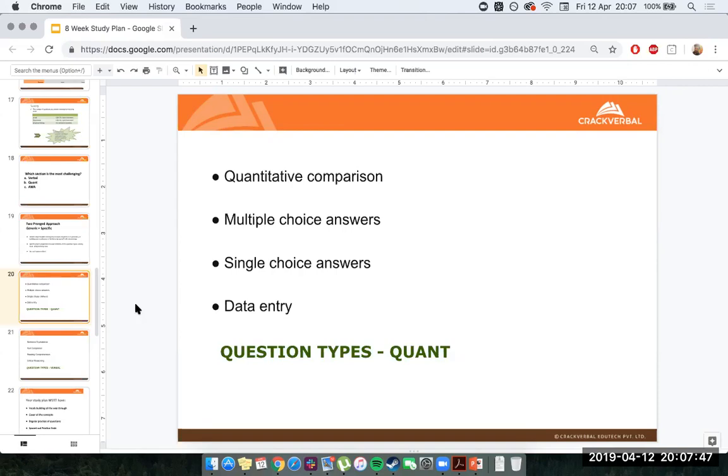Now, ultimately, you're still going to have to know algebra. You're still going to have to know geometry. You're still going to have to know a little bit of arithmetic as well, right? You're still going to have to know all of these things, but these questions need to be approached in different ways and you need to think about that.